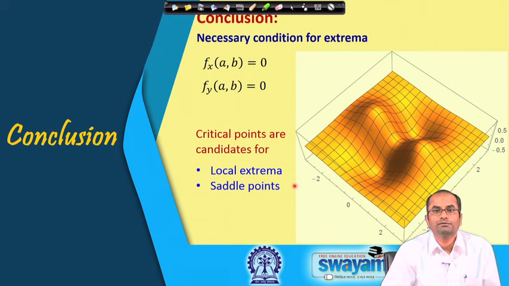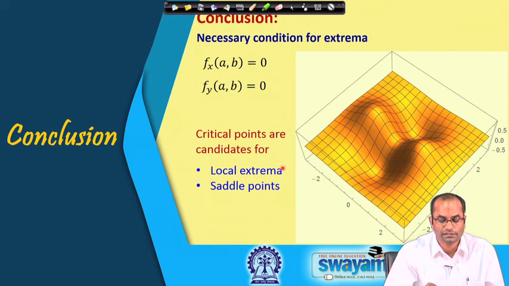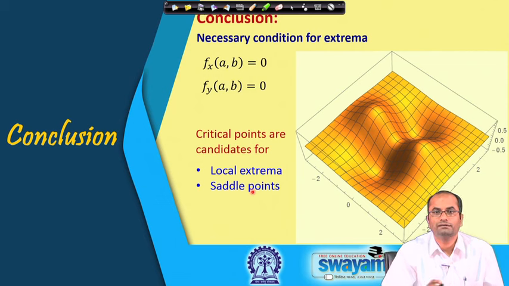In the next lecture, we will learn how to identify whether it is a local maximum or local minimum, because necessary conditions will give us the candidates for the local extrema and also for the saddle points. But then we have to identify whether at a given critical point the function is taking a local maximum, local minimum, or it is a saddle point. So, that will be the content of the next lecture.